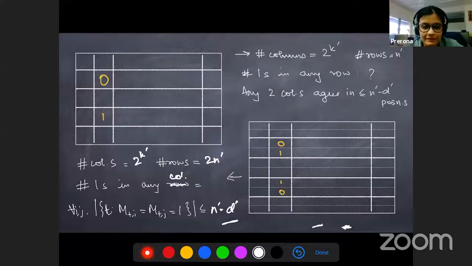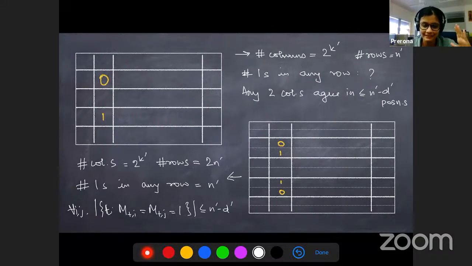But what is the number of ones? That is the easier thing to say in any column. It's n prime, right? Because whether it's a 0 or a 1, we have made at least one 1 in that entry. So if there are n prime entries in the column of M, then there will be n prime ones in any column of M prime. Okay. I will have to go fast, so I'll just move on. So this is the property we have.